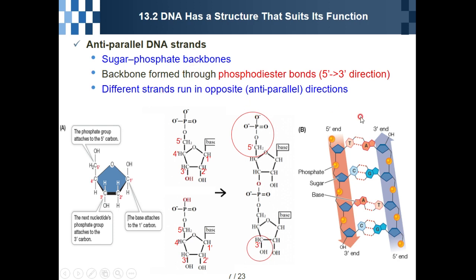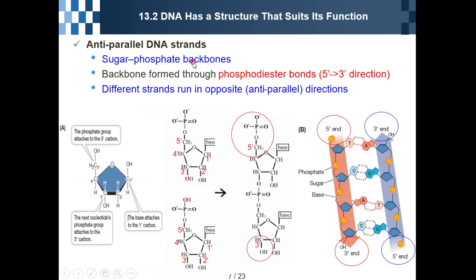DNA has 2 different strands, and the different strands run in opposite directions. One starts from 5' to 3'. The other one starts with the 5' from the bottom, so 5' to 3' is like this. Different strands run in opposite directions.